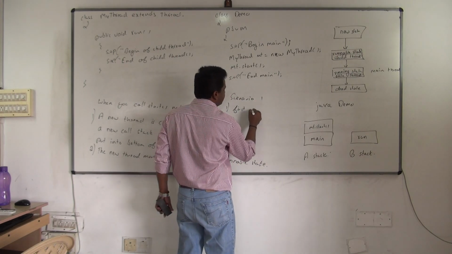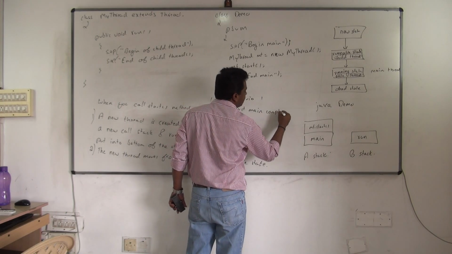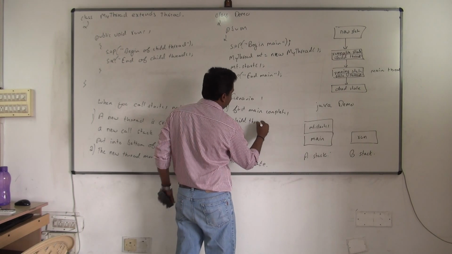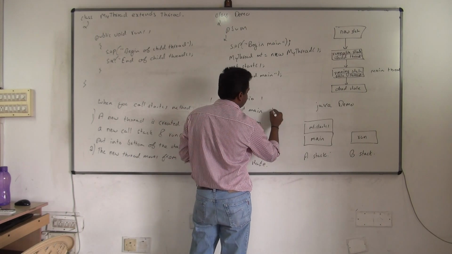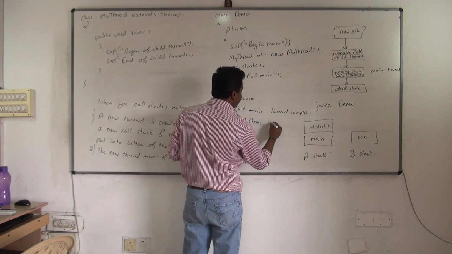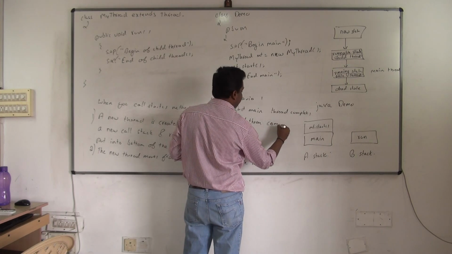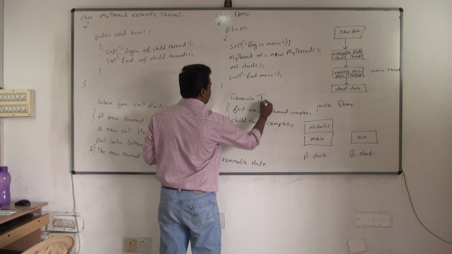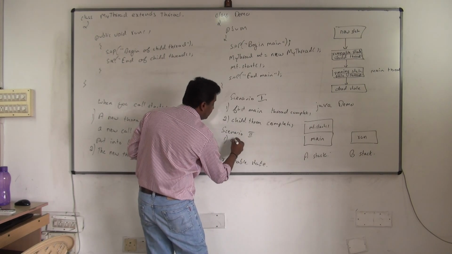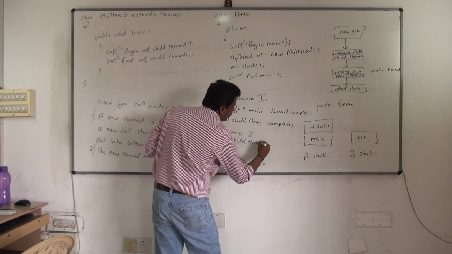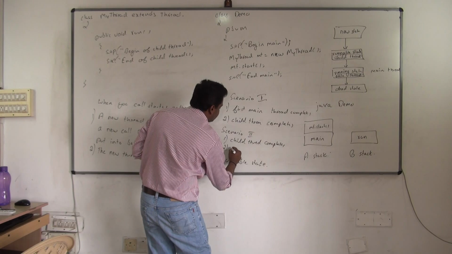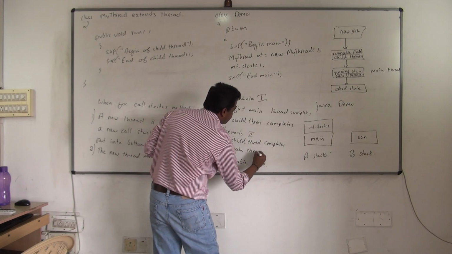First, main completes, meaning the main method completes. Second, what will happen? The child thread completes. This is scenario 1. Scenario 2 will also be there. But what will happen? First, the child thread will complete, and then the main thread completes.